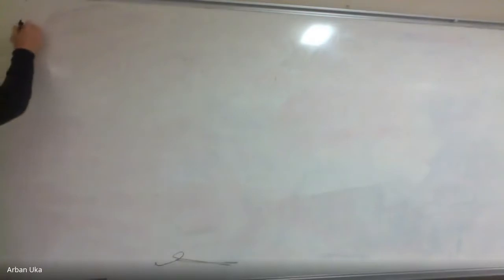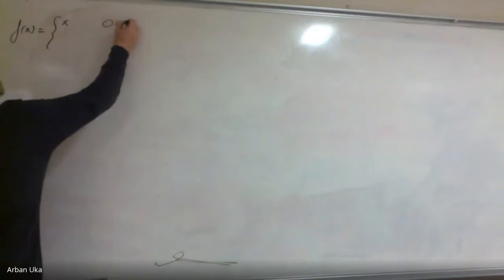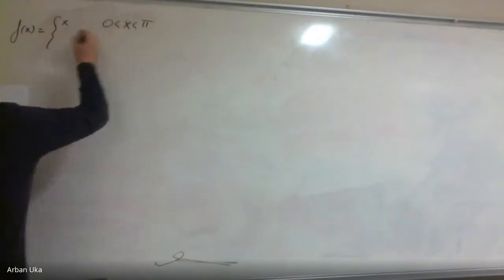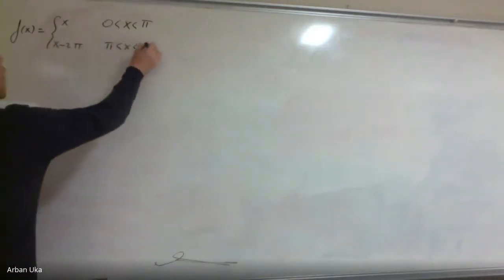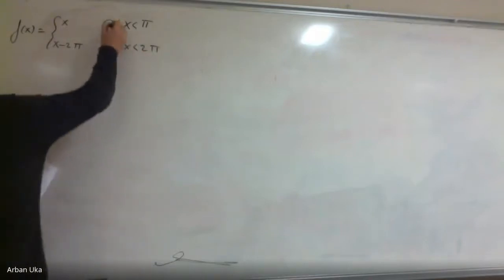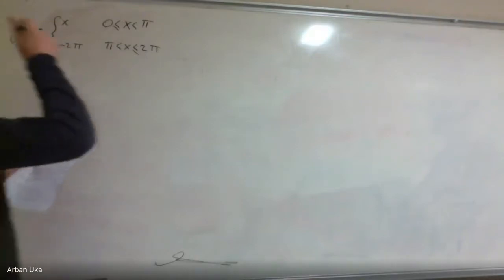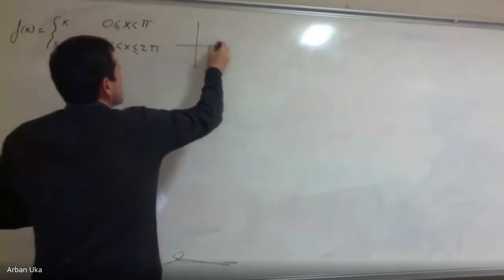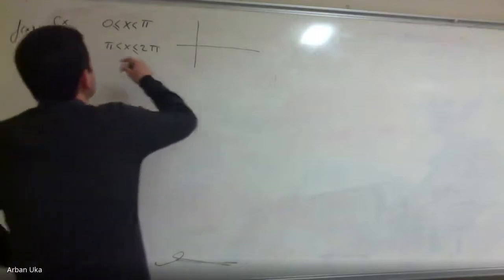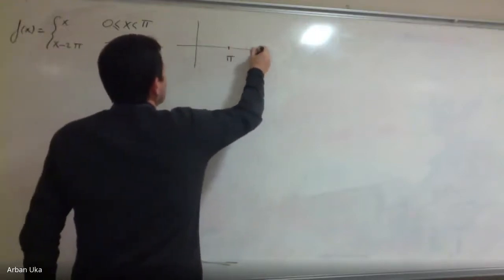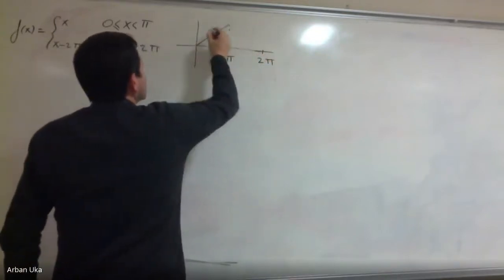Let's assume that we have a function f of x, which is equal to x, for x from 0 to pi, and x minus 2 pi, from pi to 2 pi. Now, it's always best if we have some equal sign to understand actually what we really have. And when we look at this function initially, this is equal to x, this is pi, and this is 2 pi, and this function of x goes like this, so it's a linear function.